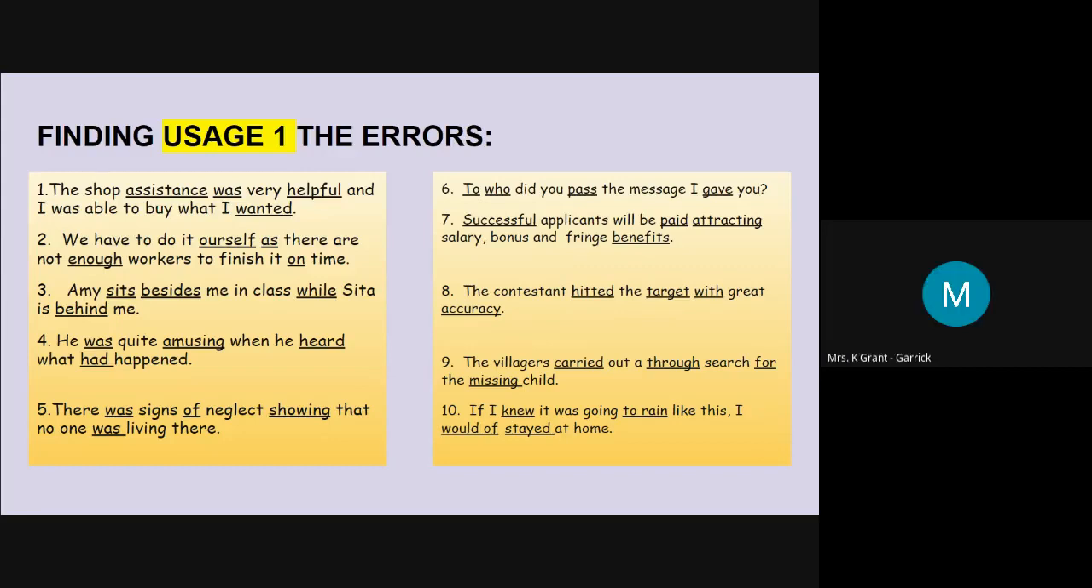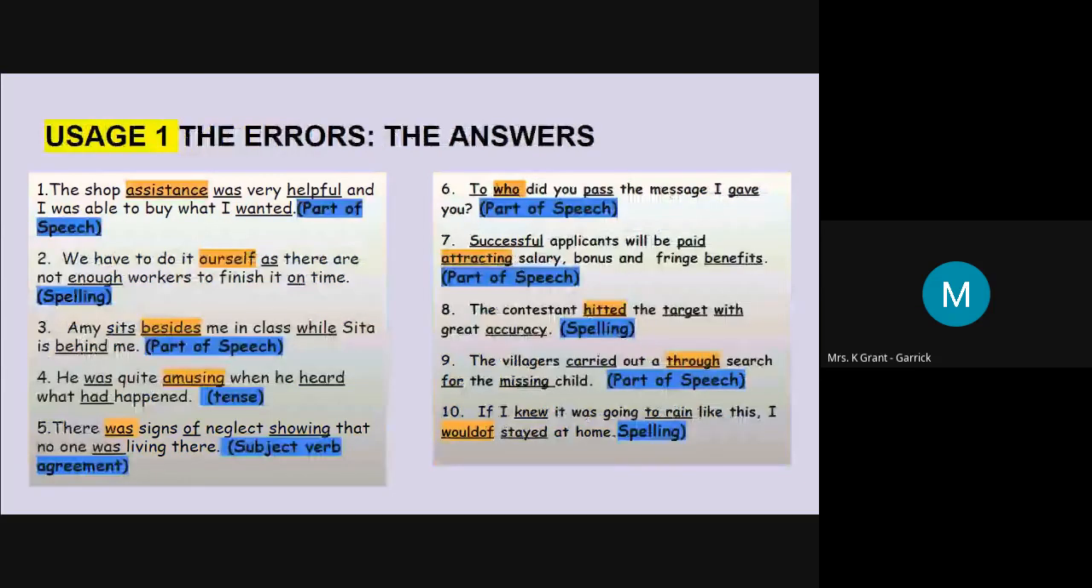Accuracy. No. What sounds off to you? Paid. No, it's actually hit. Hit. Present tense hit, past tense hit. All right, so there we have the answers on the slide.